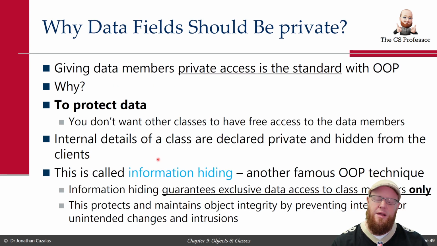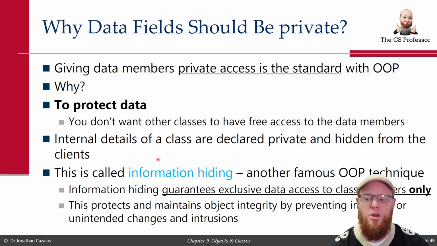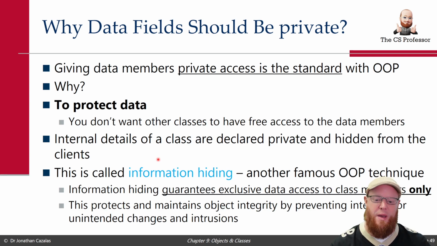So privacy. Data members should be private. The default is to give your data members private access. This is the standard for OOP. What's the purpose? The purpose is to protect your data. You don't want other classes, certainly other packages, to have free reign to your data members. The internal details of a class are declared private and they should be hidden from the clients.